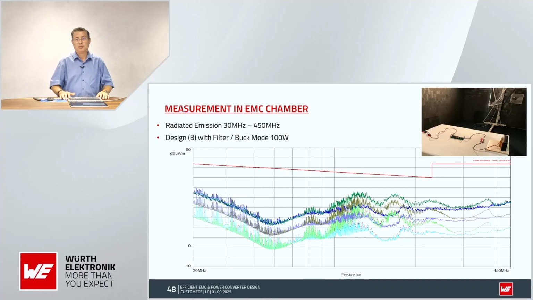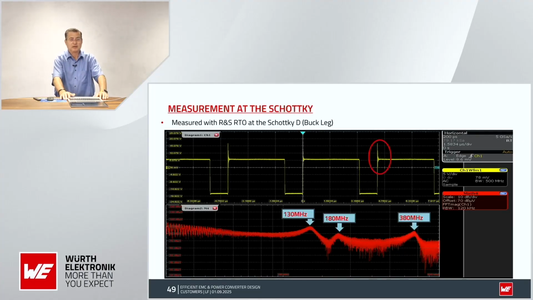Think about yourself. How often has it happened to you that you passed the EMI test on the first shot? This is a lucky punch, I can say. This is almost a lucky punch. Okay, let's see where these peaks at the receiver are coming from. If you go to the switching node and look at this overshoot and ringing, and you make an FFT on this ringing, you can see exactly 130, 180, 380 megahertz, what the receiver sees. So what you have to improve in this case: try to avoid this overshoot, try to make the ringing as small as possible. That will be helpful also in the EMC chamber, and you will pass the radiated emission much more easily.